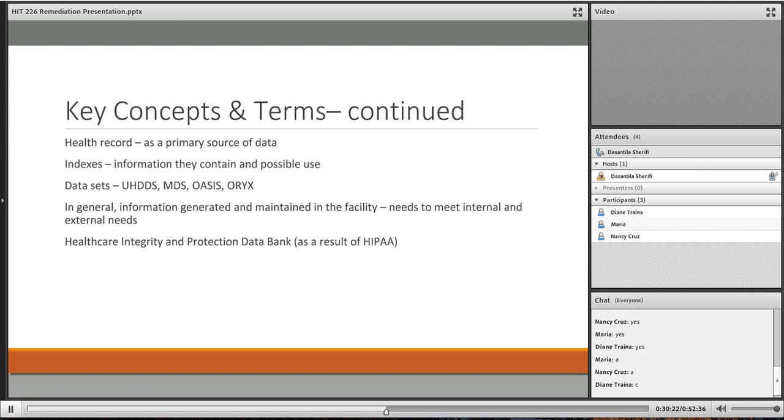There's also data sets such as UHDDS that's used for hospitals, right? Uniform Hospital Discharge Data Set. MDS that's used for nursing homes or skilled nursing facilities, minimum data set. OASIS that's used for home health. ORYX that's for core measures.